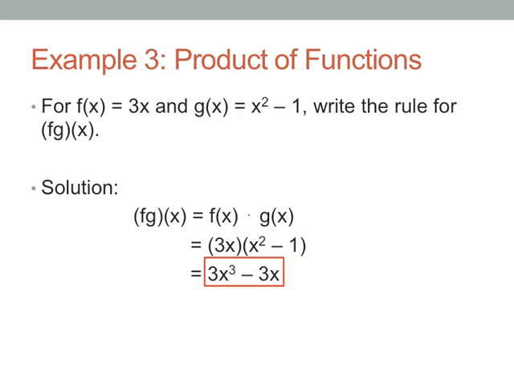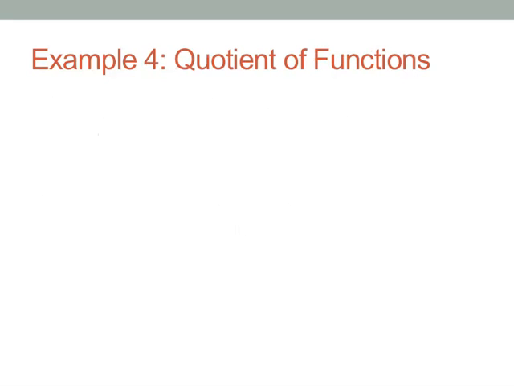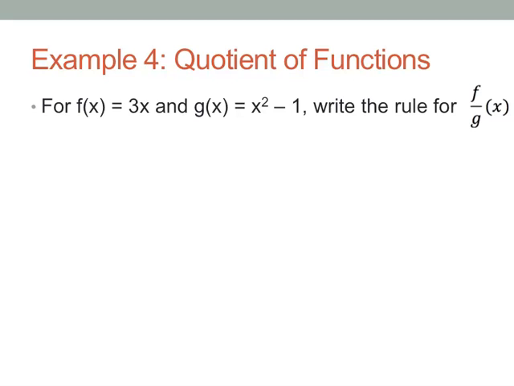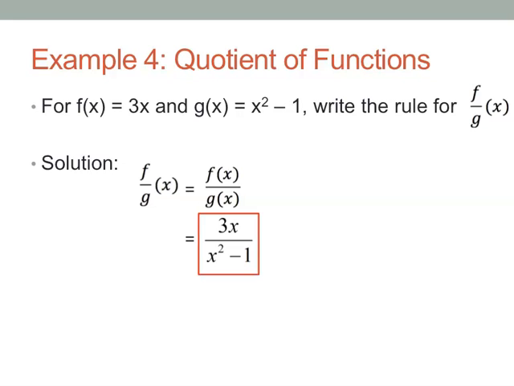All right, for the next one, we have a quotient. We're still working with the same values for f and g. So f over g of x is the same as f of x divided by g of x. So all we have to do is put 3x in the numerator, x squared minus 1 in the denominator, and you're all done.